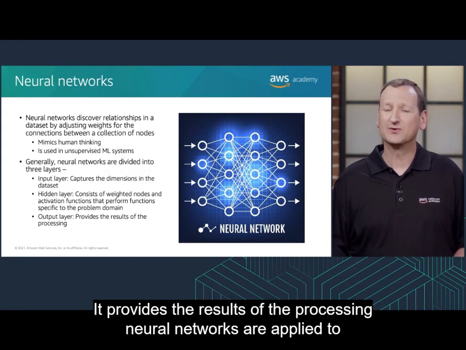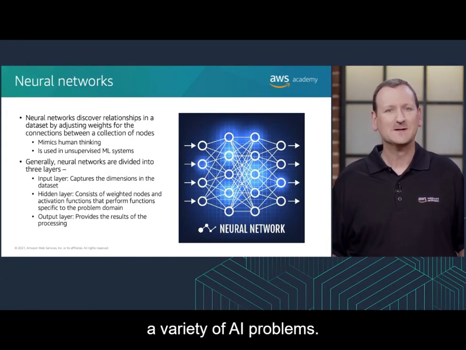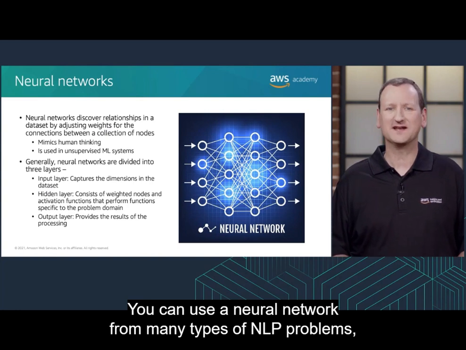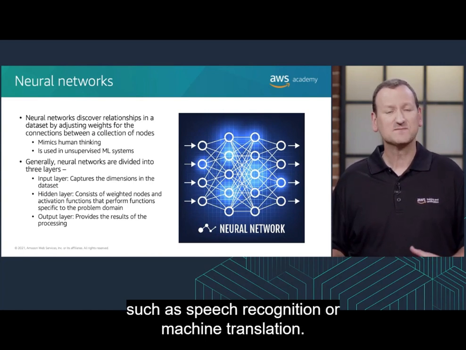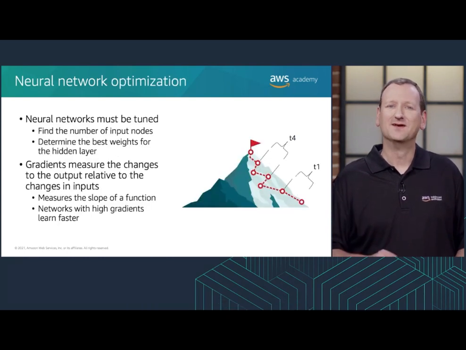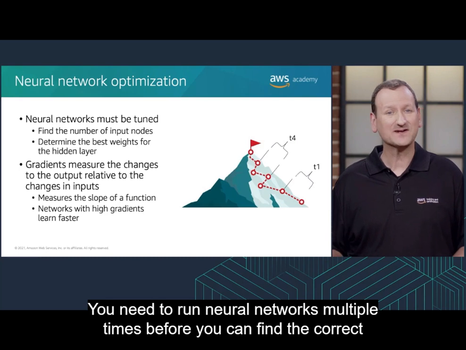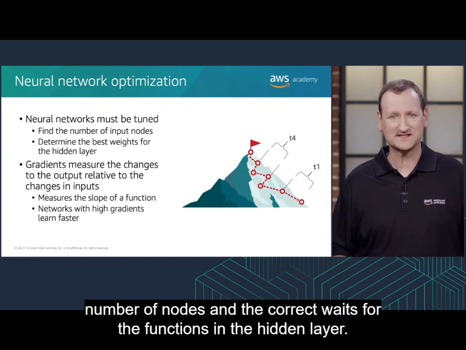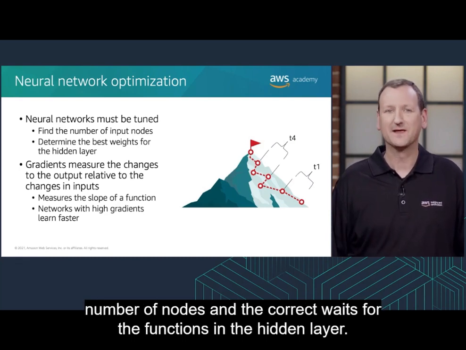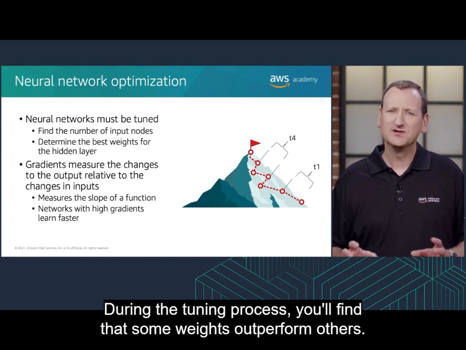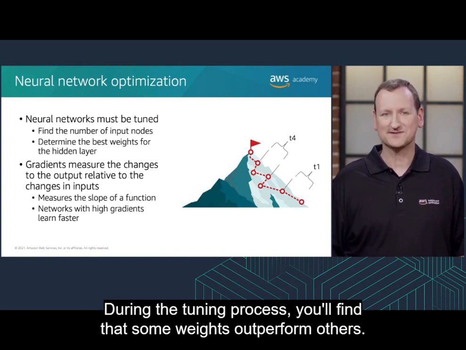Neural networks are applied to a variety of AI problems. You can use a neural network for many types of NLP problems, such as speech recognition or machine translation. You need to run neural networks multiple times before you can find the correct number of nodes and the correct weights for the functions in the hidden layer.